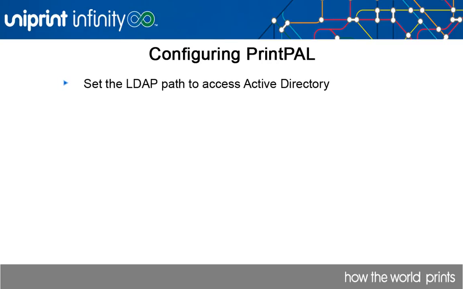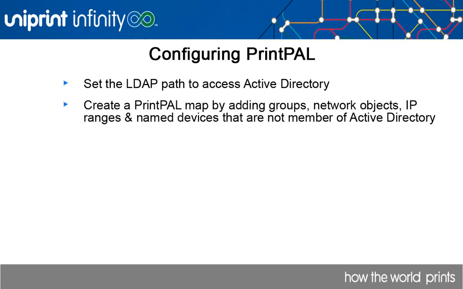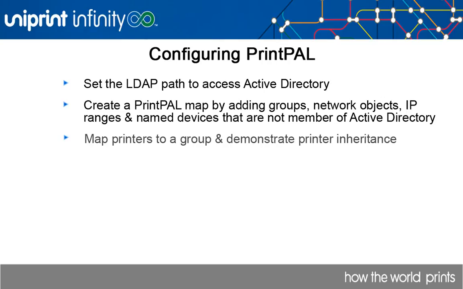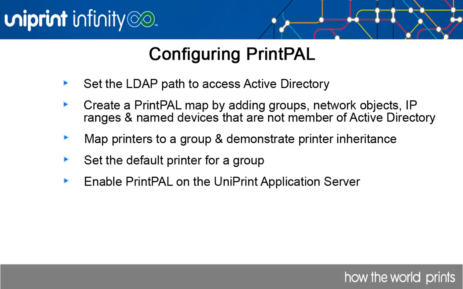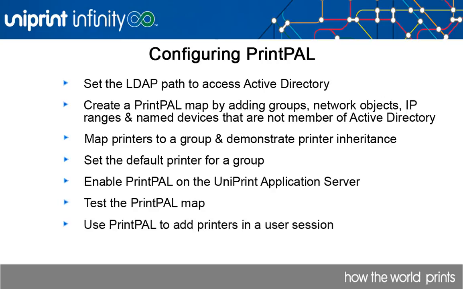We'll show you how to create a PrintPAL map by first adding an LDAP path to access Active Directory. Then we'll add a group, various network objects, an IP range, and a device that is not a member of Active Directory. Next, we'll map printers to a group and demonstrate printer inheritance. Then we'll set a default printer for a group. We'll also show you where to enable PrintPAL on the application server. Next, we'll test the map that we created. And finally, we'll show you how users can use PrintPAL to add printers to their sessions by themselves.